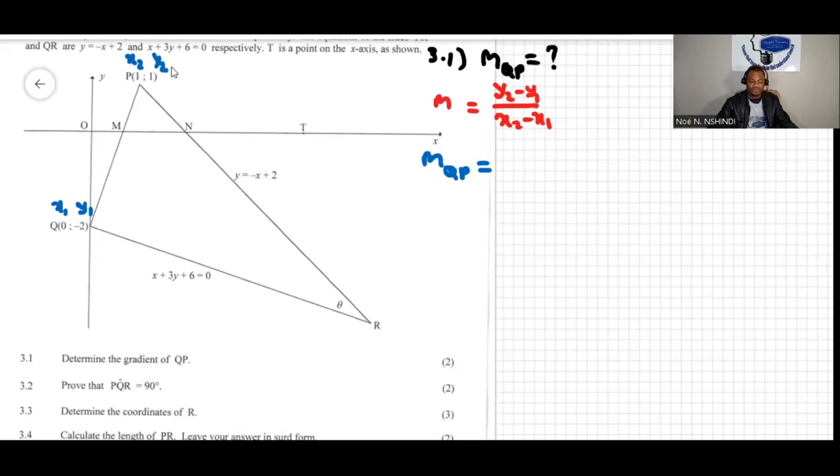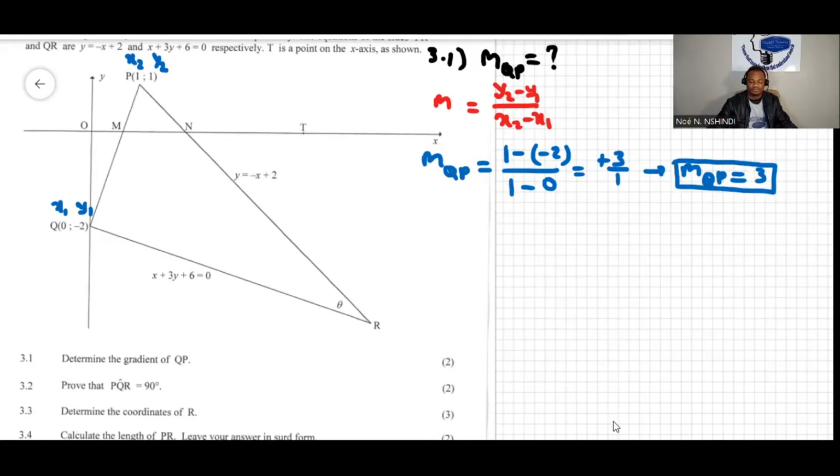Now the gradient will be y2, which is 1, minus y1. y1 is negative 2, so it's going to be 1 minus negative 2, all over x2, which is 1, and then x1 is 0, so substitute 0 there. If you work this out, we get positive 3 over 1, because 1 minus negative 2 is positive 3. So therefore, the gradient mQP is equal to 3. Now, that was question 3.1.